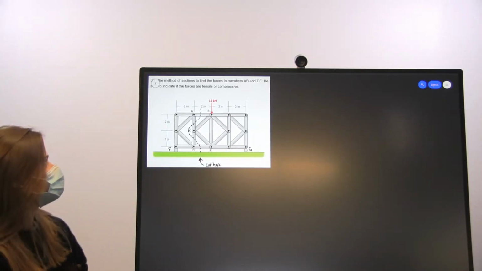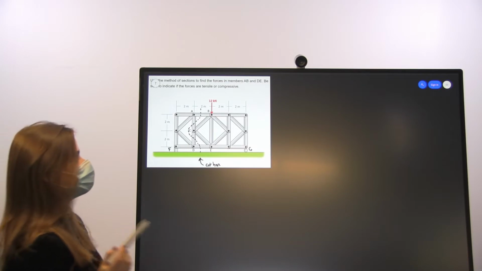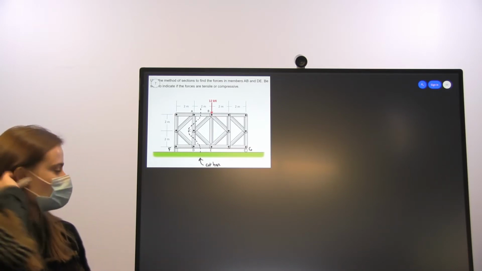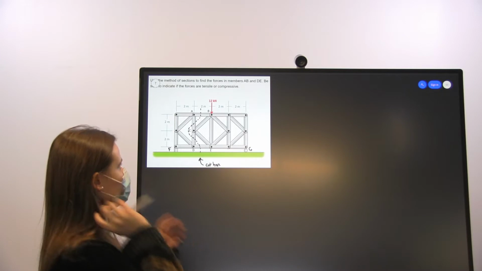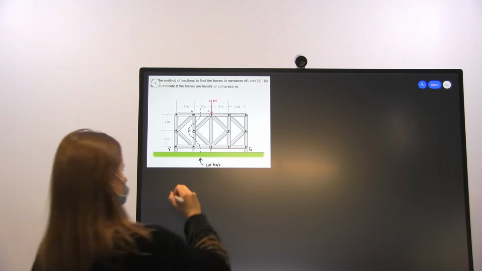So this problem is asking us to use the method of sections to find the forces in members AB and DE, and we have to indicate if they're tensile or compressive. So we're going to start by just taking the whole system. We're going to take the whole body, and we're going to draw a free body diagram of it.